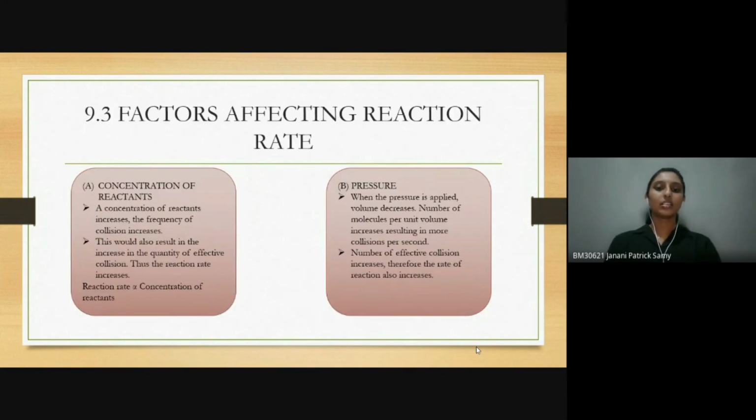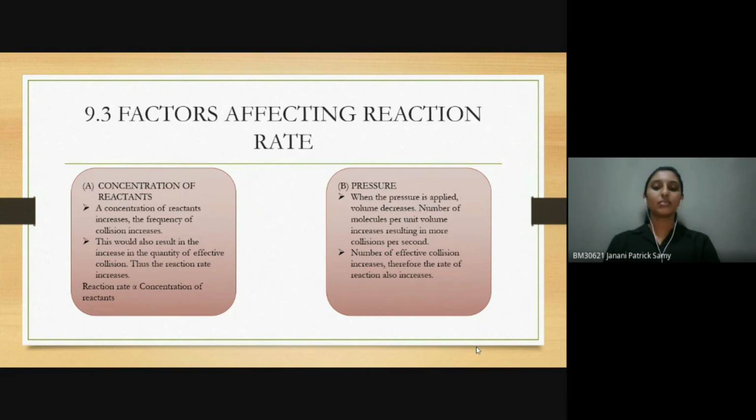Okay. The last subtopic is factors affecting reaction rate. So there are five types of factors that are affecting the reaction rate. The first is concentration of reactants. When the concentration of reactants increases, the frequency of collision also increases. So the collision is directly proportional to the concentration. This would also result in the increase in the quantity of effective collisions.